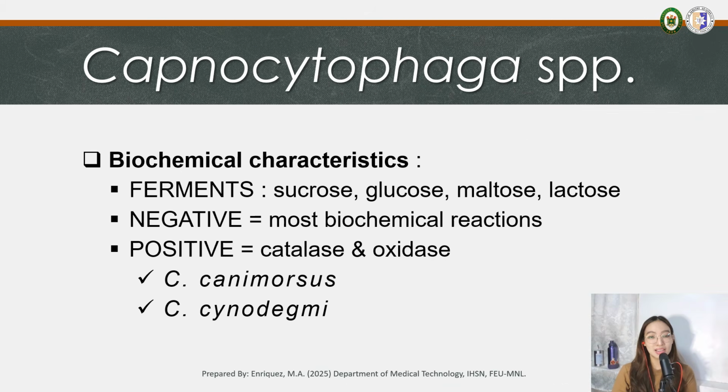This slide lists down their biochemical characteristics. Capnocytophaga species are capable of fermenting sucrose, glucose, maltose, and lactose. So there are quite a lot of carbohydrates that they can use. Again, it's sucrose, glucose, maltose, and lactose. All six species found in the human oral cavity are negative for catalase and oxidase, except for canimorsus and cynodegmi, which are positive for both catalase and oxidase.